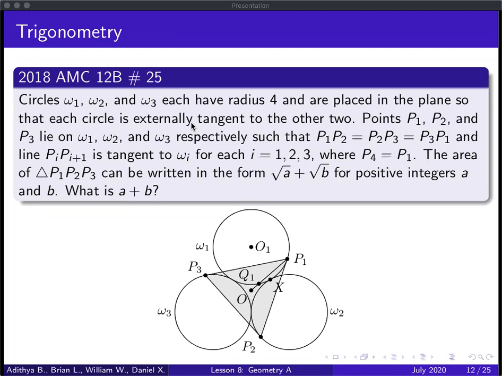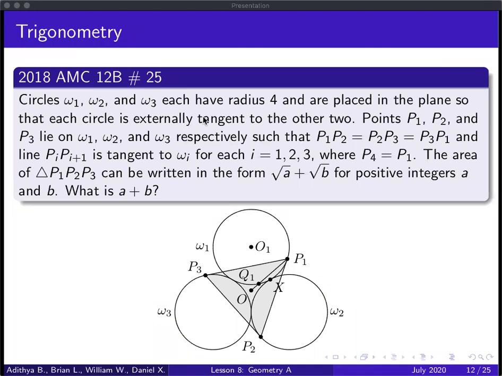And so the reason that this is good is because we know that P1, P2 is tangent to the omega1 circle. So that means that if we have the angle OP1, P2, then this is the same as the angle Q1, P1, P2. And so with that, we could use the inscribed angles theorem to find what P1, Q1 is.